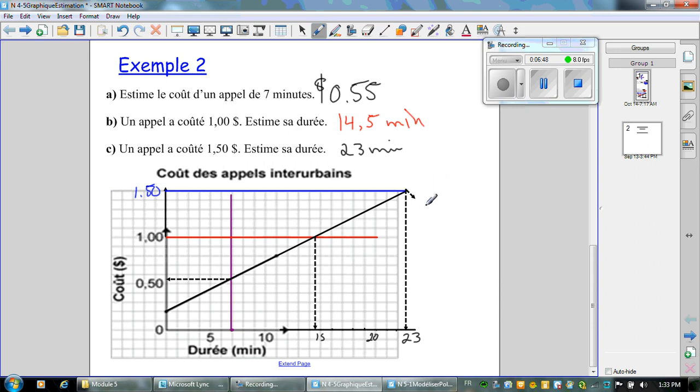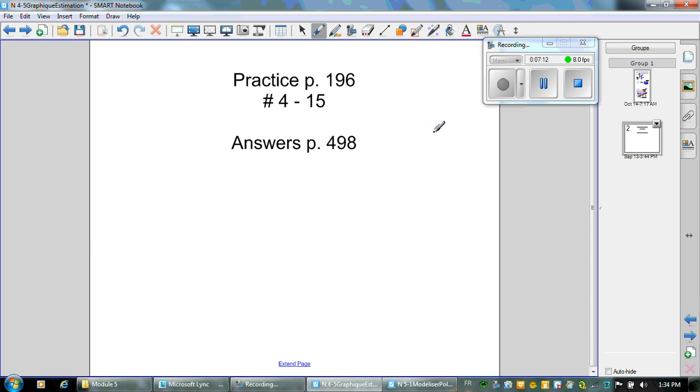And that's how you extrapolate and interpolate. So the first one would be an interpolation because we looked inside the graph. The second one, we had to extend, so that's an extrapolation. And the third one as well, we had to extend. That's also an extrapolation. Now here's your practice. Make sure you check your work behind the book.